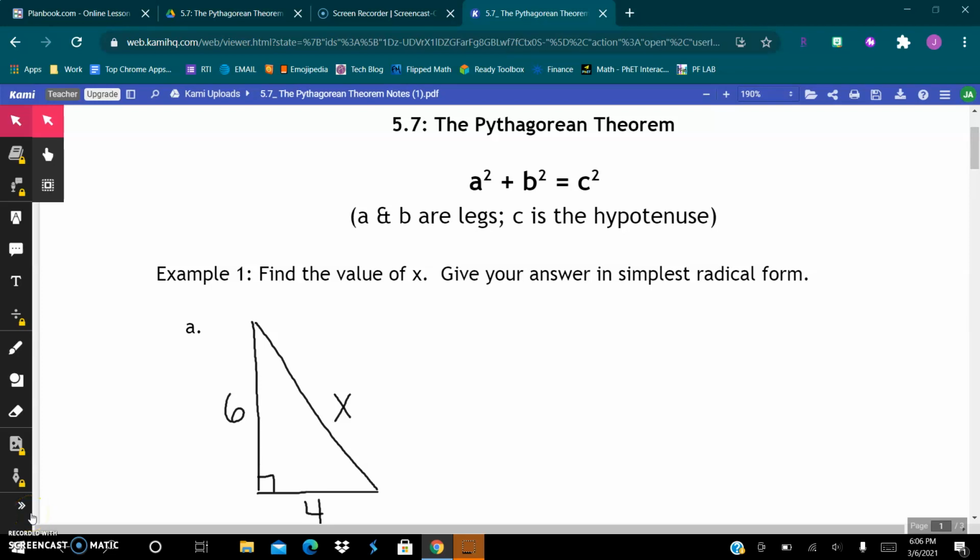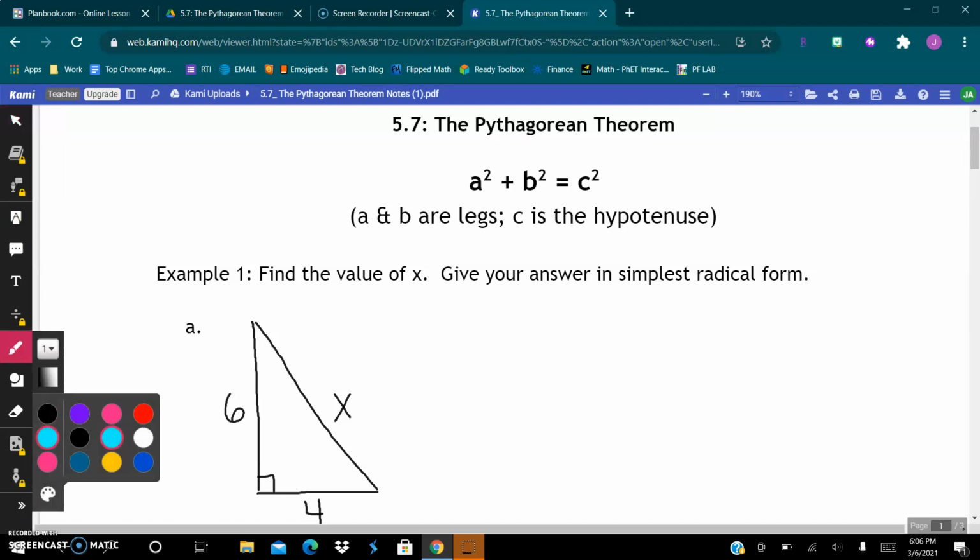For the next couple of days, we are going to be concentrated on the Pythagorean Theorem. And the Pythagorean Theorem says that in a right triangle, so this only works for right triangles, if you take the two legs and square both of those values and add them together, that will equal the length of the hypotenuse squared. So a squared plus b squared equals c squared. A and B are the legs, so the two shortest sides, and C is the hypotenuse, which is the longest side. So for example 1, it says to find the value of x, give your answer in simplest radical form.